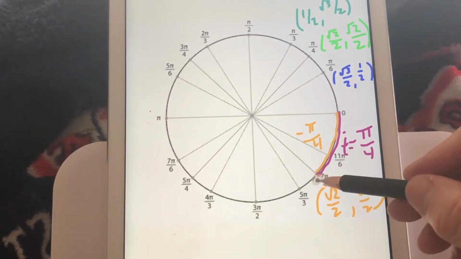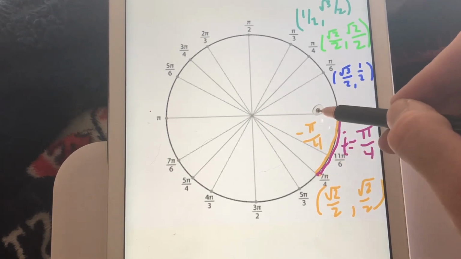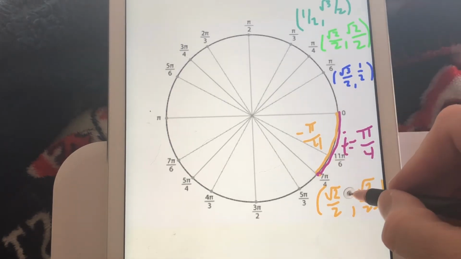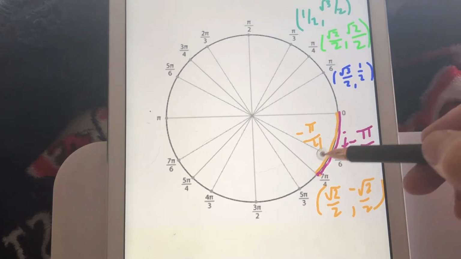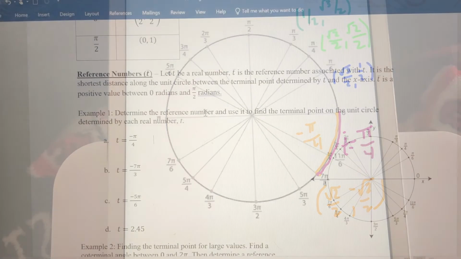Well, this point is in quadrant 4. So quadrant 4 means the x value is positive because I'm right of the origin, and the y value is negative. So I'm going to need to add the negative there. All right, so the terminal point associated with t equal to negative pi over 4 is going to be radical 2 over 2, negative radical 2 over 2.